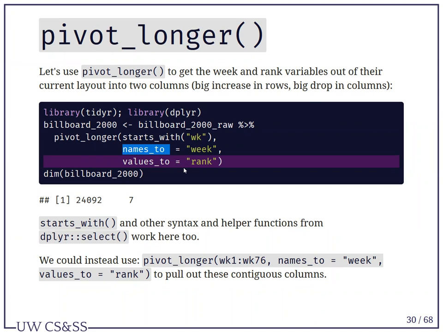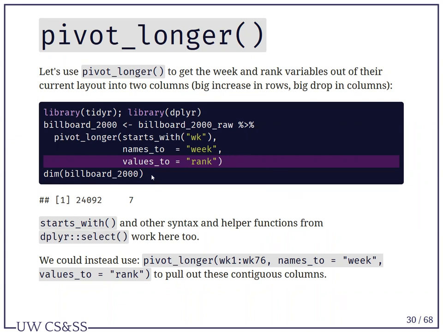We're going to name that new column week, and then we're going to take the values from that column and call it rank. So we're taking the values from all of the columns that used to say week 1, week 2, week 3, week 4, and we're going to make a new column that's just called rank and is filled with that information. And then we're going to take all of those column names, week 1, week 2, week 3, week 4, and we're going to make that its own column that's just called week.